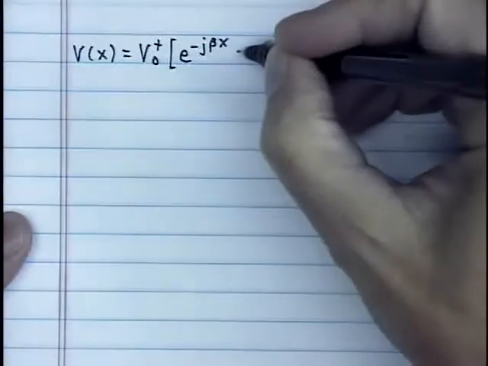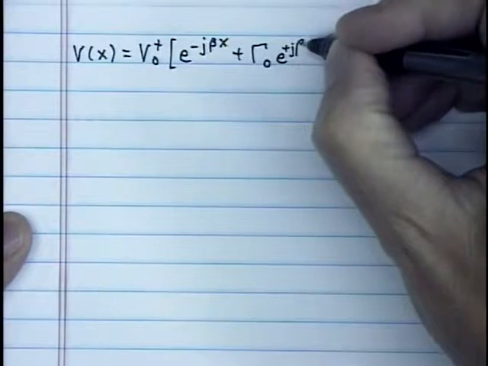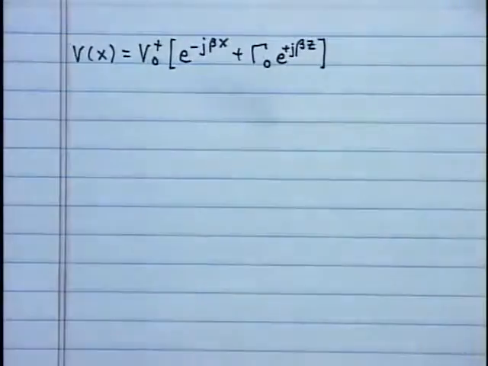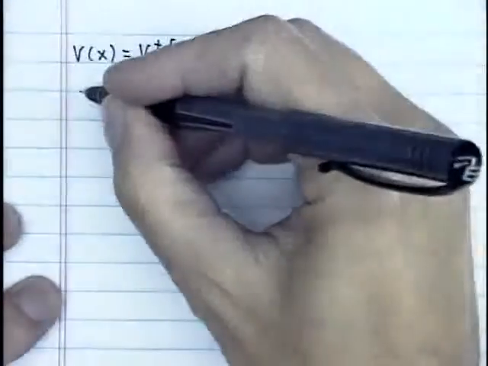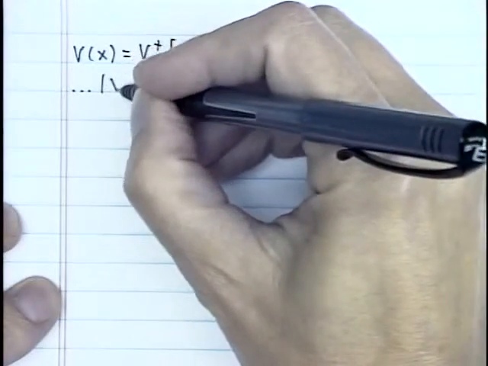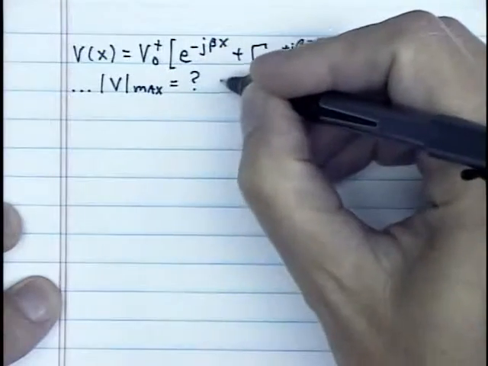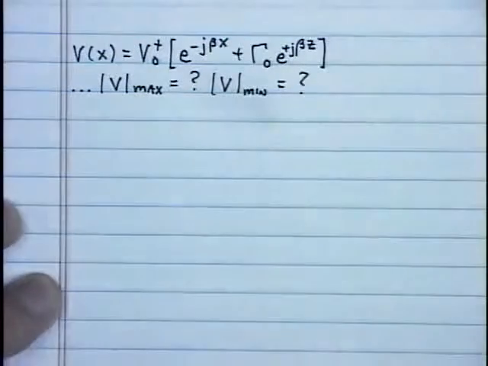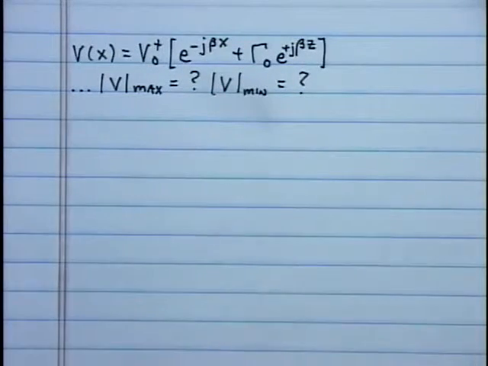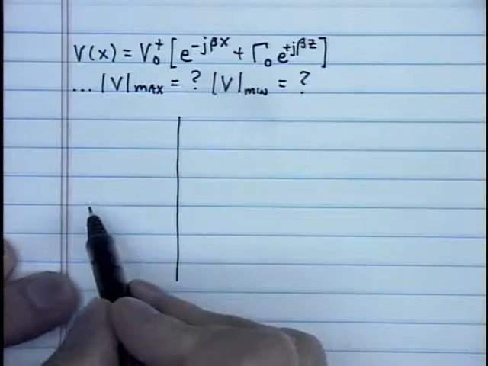There's my forward traveling wave. Here's the reflection coefficient times the backward traveling wave term. Okay. I'm going to wave my hands a bit, make some drawings, and try to convince you of the pair of formulas that I have written in the notes.